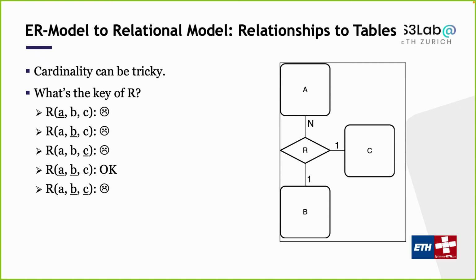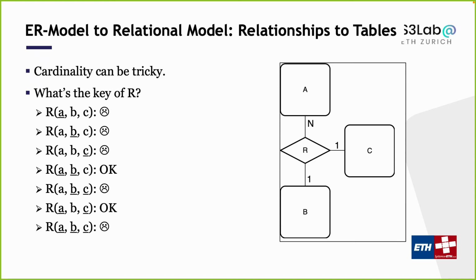What about having the combination of B and C? This is not okay, right? Because in your ER diagram, if I know the value of B and C, there could be multiple A associated with that. So this conceptual design doesn't match this logical design. Okay? Can you have the combination of A and C as the primary key of R? Yes, right? It's the same thing. If I know A and C, I know B because of the label 1 associated with B. In this case, it's okay.